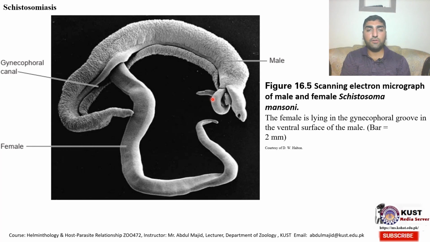Here in this structure you can see the gynecophoral canal I was talking about. So this is the male schistosome, and this is the female schistosome, which is living inside this gynecophoral canal. It's a ventral groove, found ventrally on the male side, and the females live inside it. This is the male with strong suckers and strong body musculature. This is the female with weak body musculature, and she lives inside the ventral groove, or gynecophoral canal, of the male.